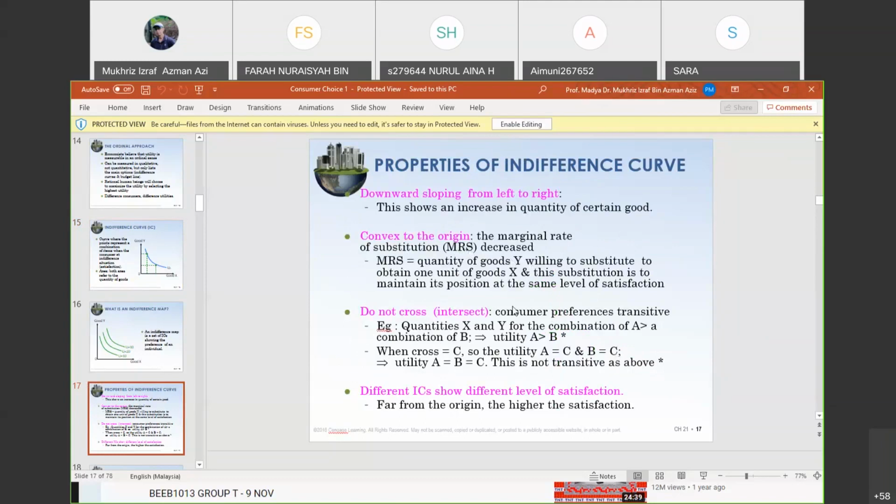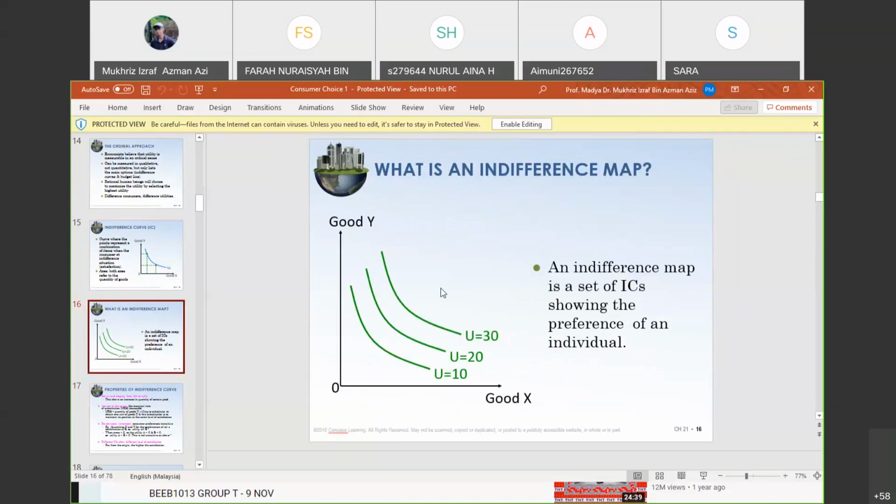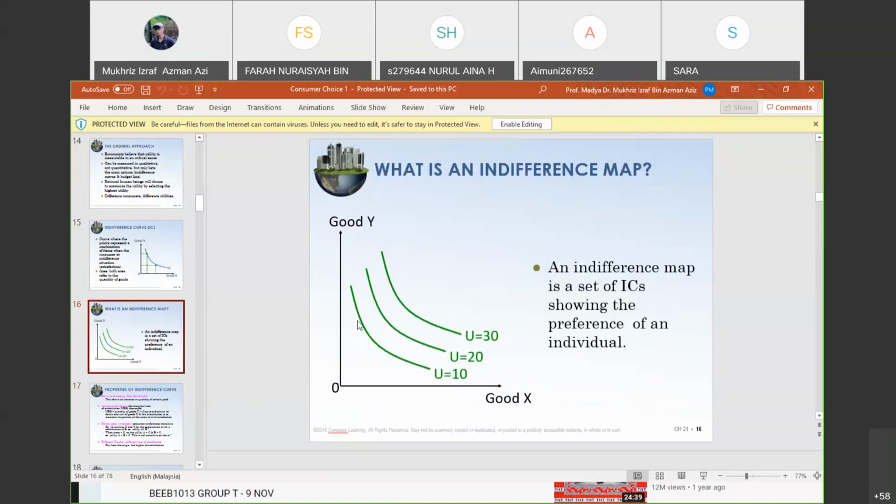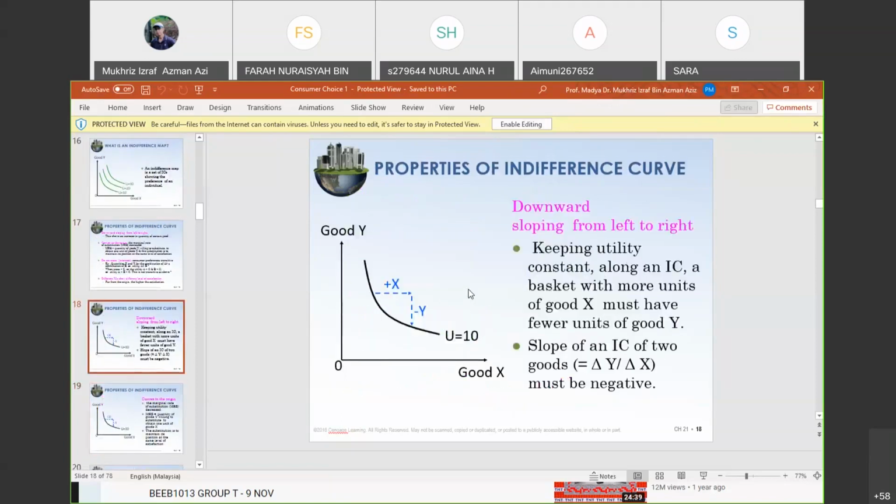And different ICs show different levels of satisfaction. The higher your indifference curve, the higher your utility. And one of the assumptions is that it cannot cross. Because when two curves intersect, for example, this indifference curve and this indifference curve, you cannot actually determine what is the best combination of X and Y. But we're not going to discuss this concept in detail.